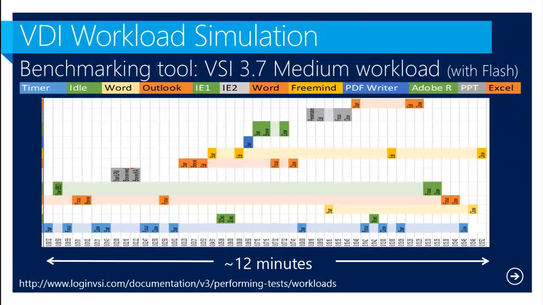So we use the VSI, and all the data that I'm sharing with you is the result of this particular workload, which is called the medium workload with flash, which we think is a typical workload for a knowledge worker. We have similar simulations in Microsoft that have a very similar signature.